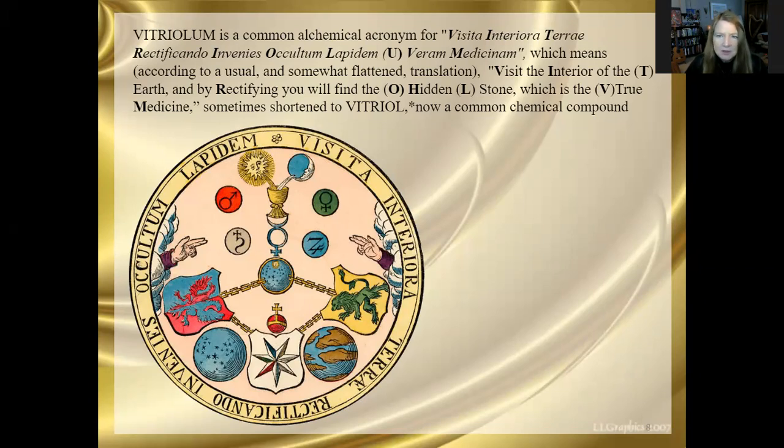Vitriol is now used as a common chemical compound. You also may know the adjective vitriolic, which is to behave in a kind of angry and corrosive way. That's because the chemical compounds that have been labeled vitriol are things like sulfuric acid. I mean, things that are really corrosive and break down metal, or oil of vitriol in any case.